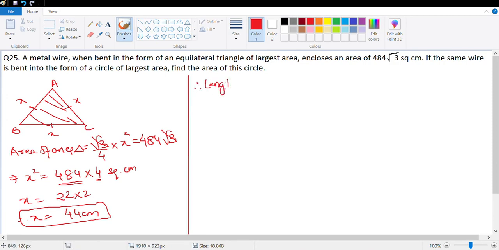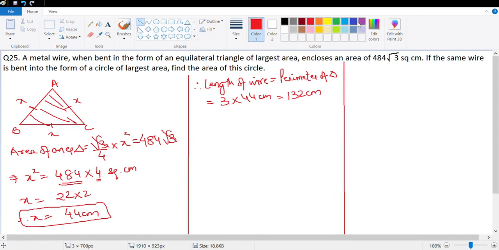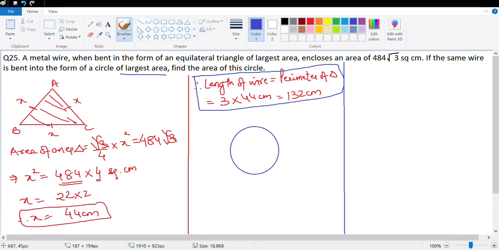Therefore, length of wire is basically the perimeter of this equilateral triangle. So perimeter of triangle is 3 times 44 centimeter, which is 3 twos are 6, 3 fours are 12, that's 132 centimeter. So basically the wire which is being used is 132 centimeter long. Right? So now that we know the length of the wire, it says if the same wire is bent into the form of a circle of largest area, find the area of this circle. So now I have a circle, the perimeter of which, in this case circumference, is 132.